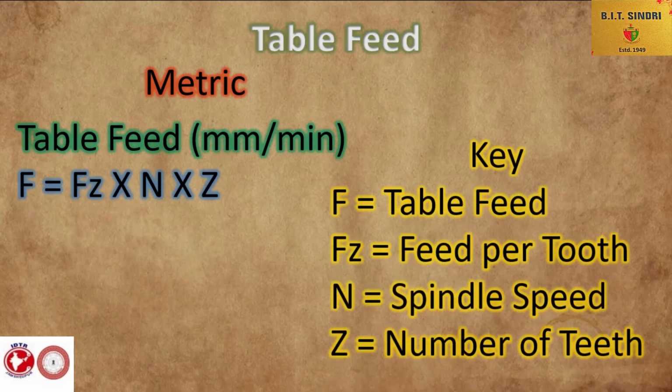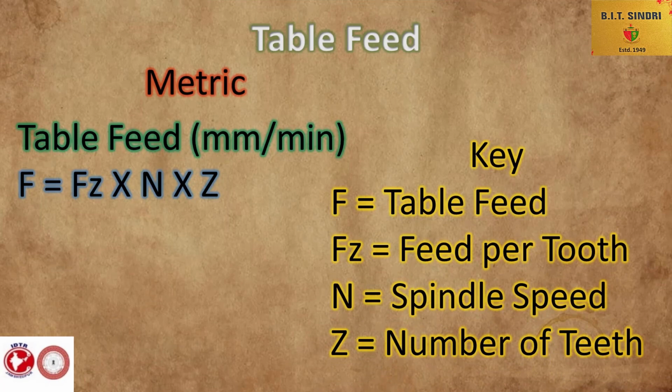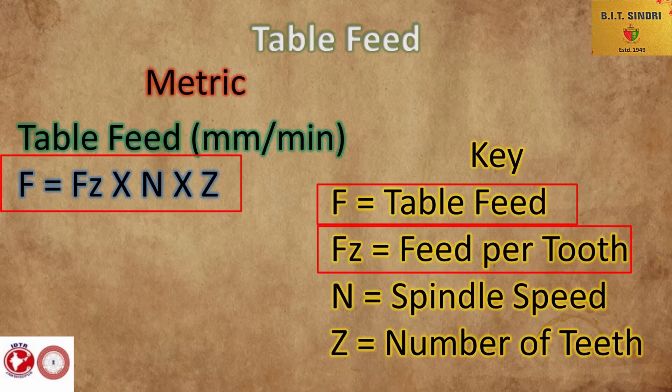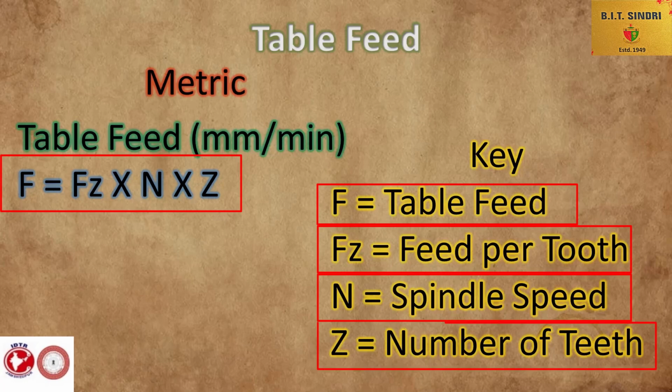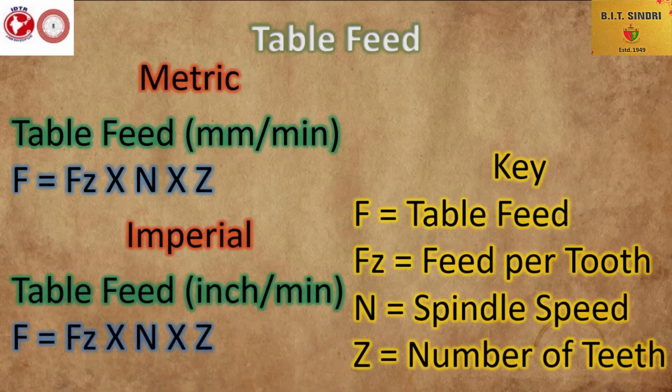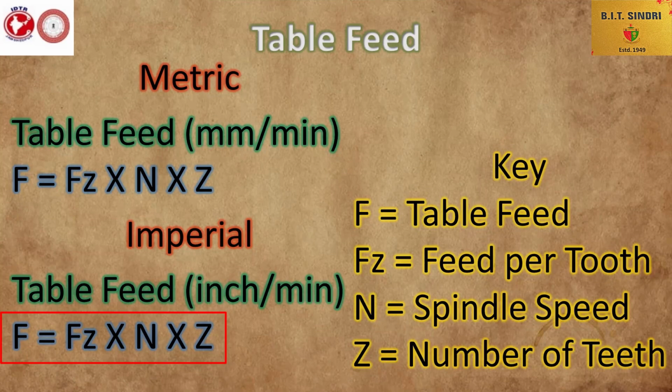So in calculating table feeds, the metric equation would look like this. Here we are looking at F equals our table feed, Fz is our feed per tooth, N is our spindle speed in revolutions per minute, and Z is the number of teeth on our milling cutter. The imperial equation is exactly the same. What makes it imperial is that our feed per tooth would be in inches and not in millimeters. So our key for this would look like this.